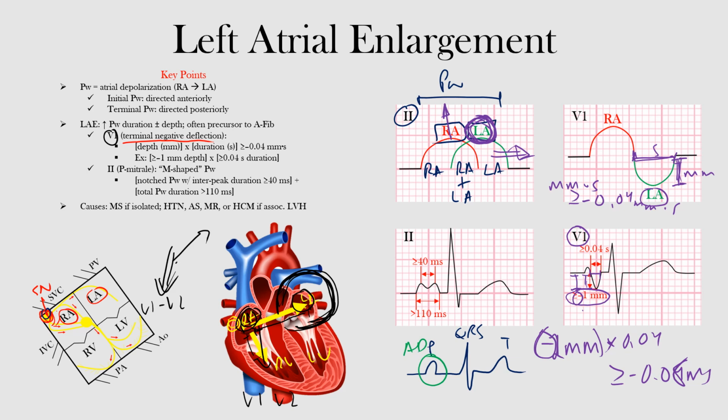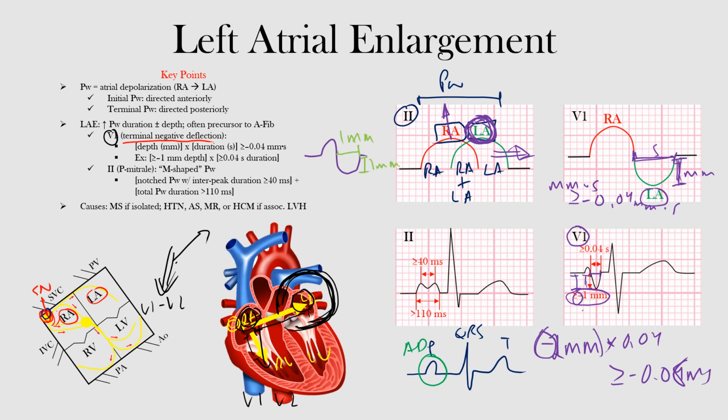So really, one way just to remember it, to make things simple, is if you look at the terminal portion of the P wave in V1, and the duration of it is at least one small box, or 1 millimeter wide and 1 millimeter deep, that's a sign of left atrial enlargement, if you don't want to remember all this equation. All right, so really 1 millimeter wide, 1 millimeter deep, and you meet the criteria, okay.